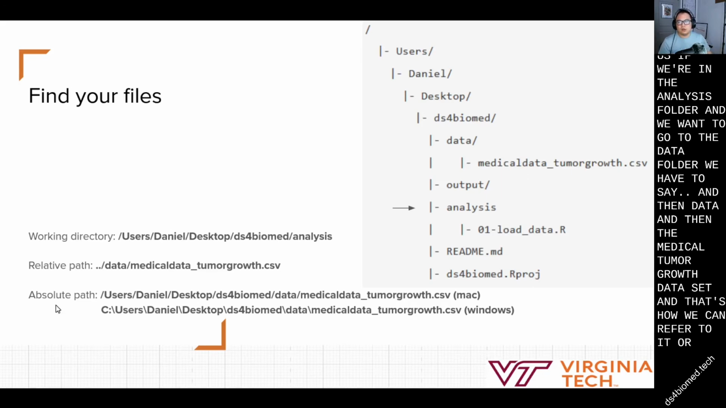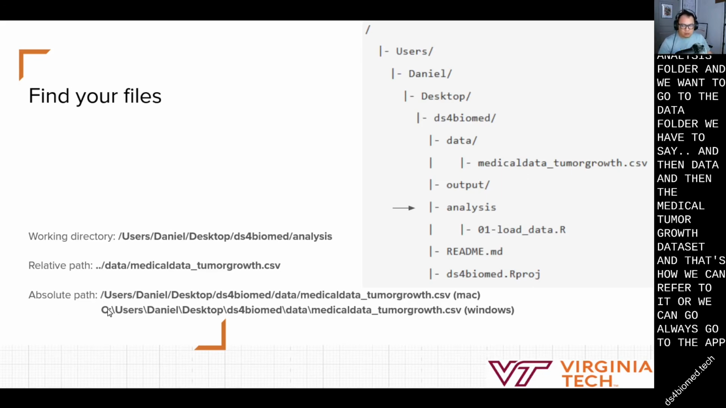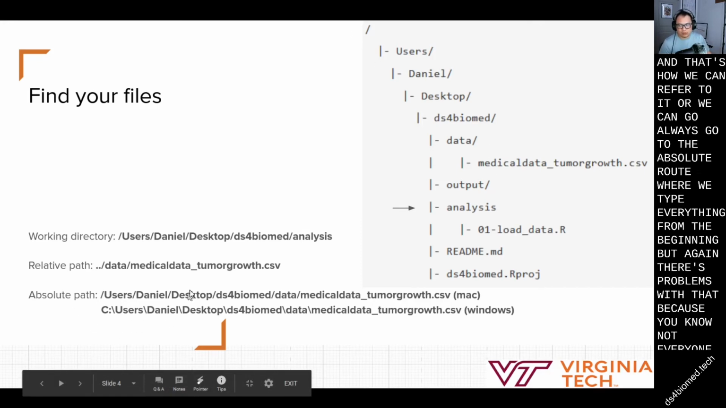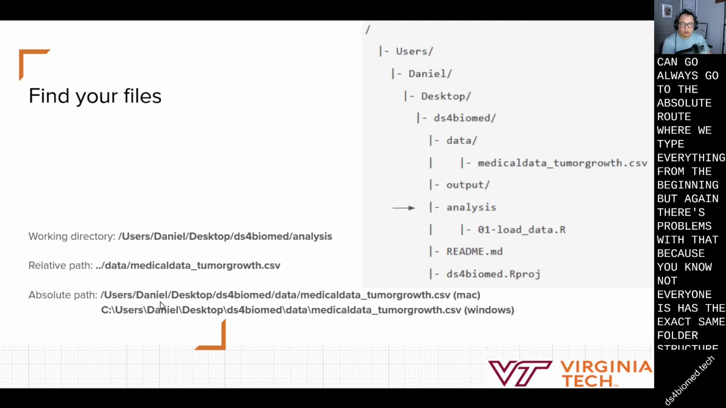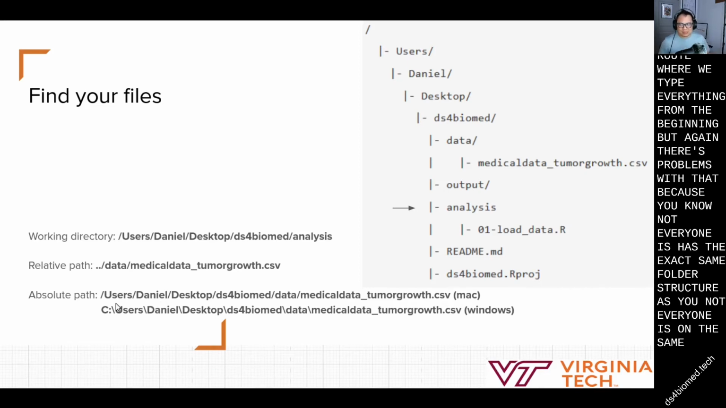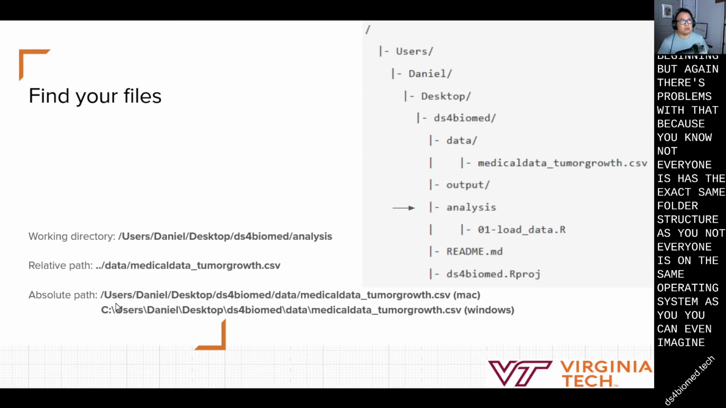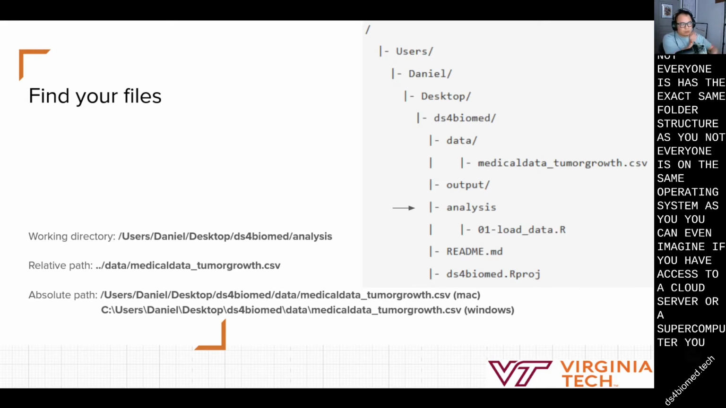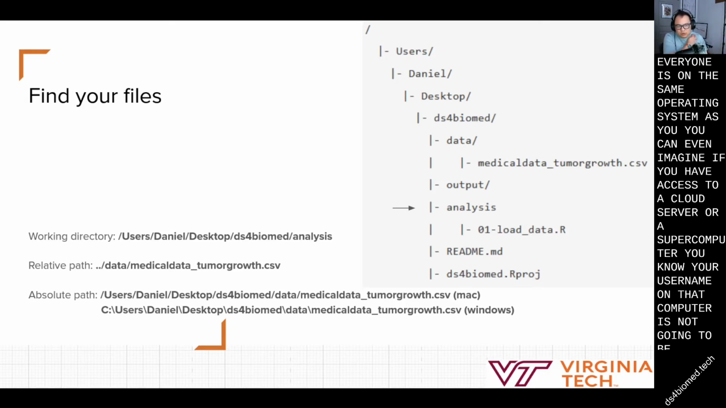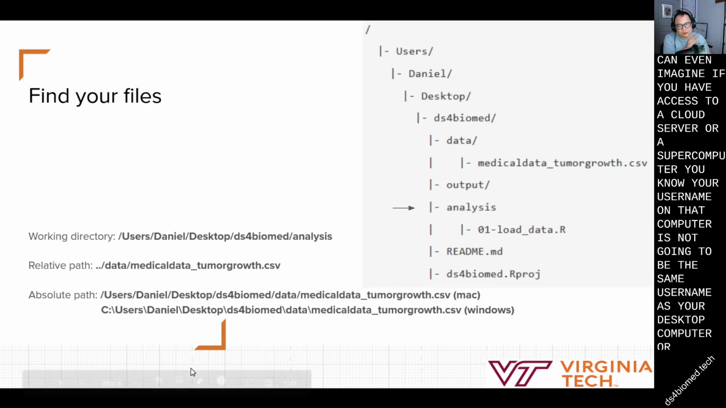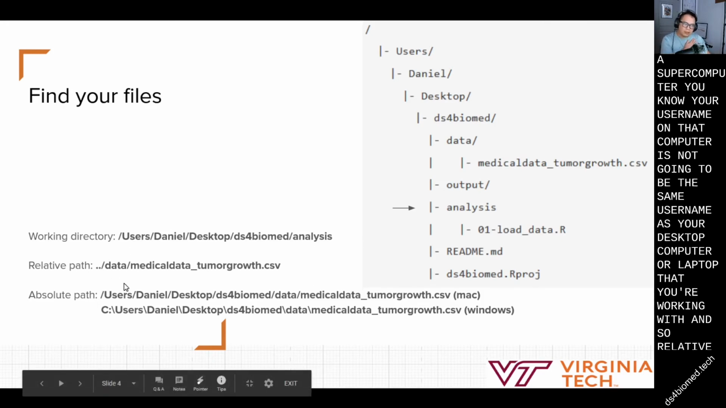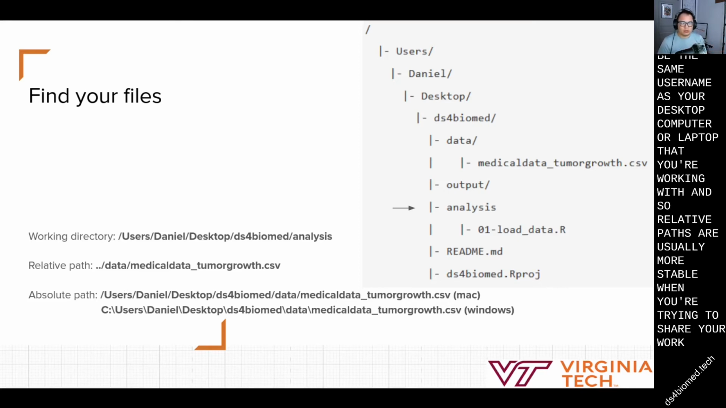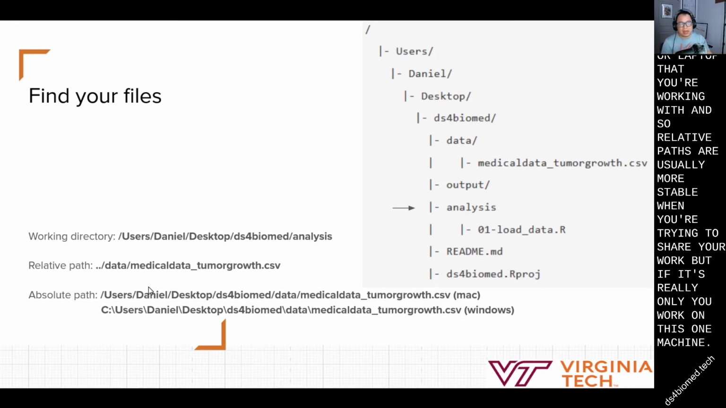Or we can always go to the absolute route where we type everything from the beginning. But again, there are problems with that, because not everyone has the exact same folder structure as you. Not everyone is on the same operating system as you. You can even imagine if you have access to a cloud server or a supercomputer, your username on that computer is not going to be the same as on your desktop or laptop. And so relative paths are usually more stable when you're trying to share your work. But if it's really only you working on this one machine, then an absolute path will work as well.